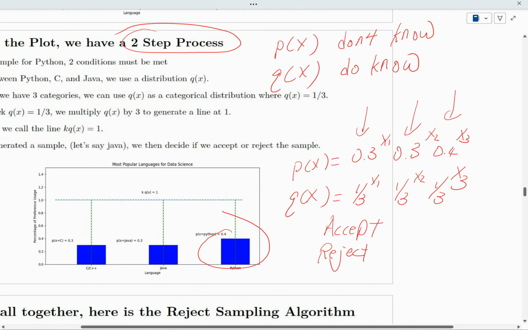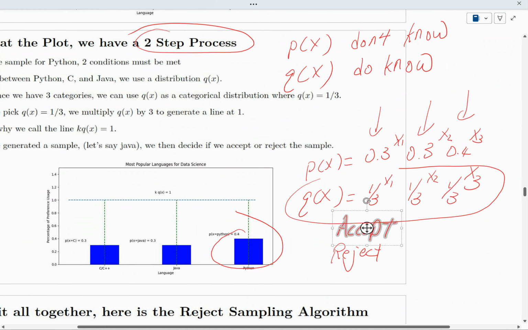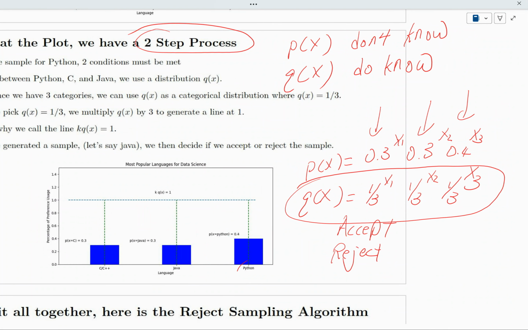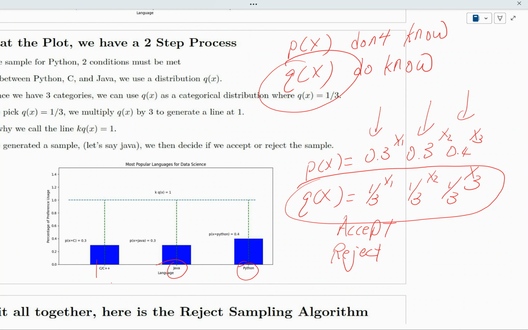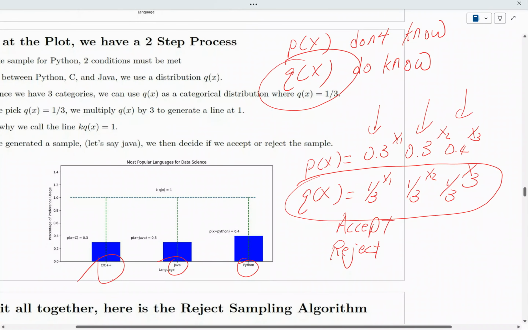So we essentially use Q of X to generate the sample Python. It's going to generate at 33% instead of 40%, 33.333%. So it's going to be generating samples at this percentage. Okay, so that's step one in the two-step process. Step one is for you to use Q and generate these samples. Okay, now that we have Q, what we do, so Q is 33, right?